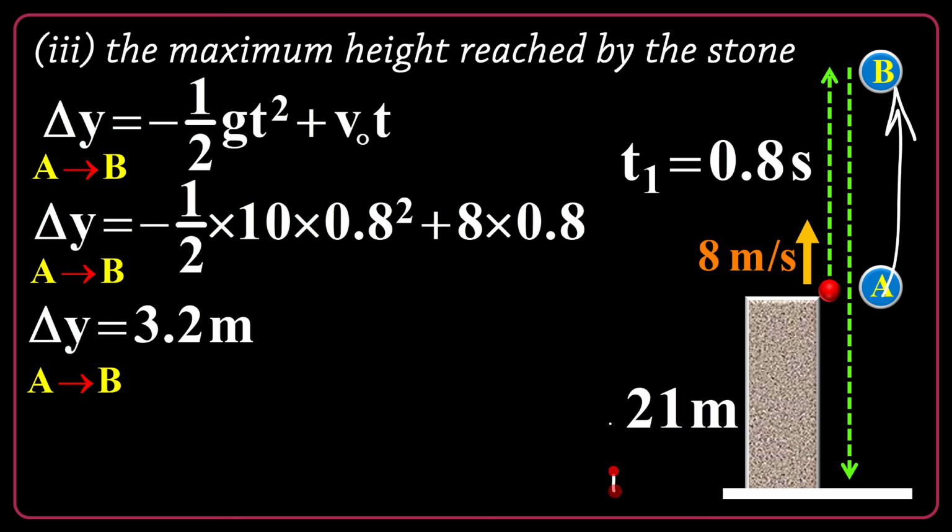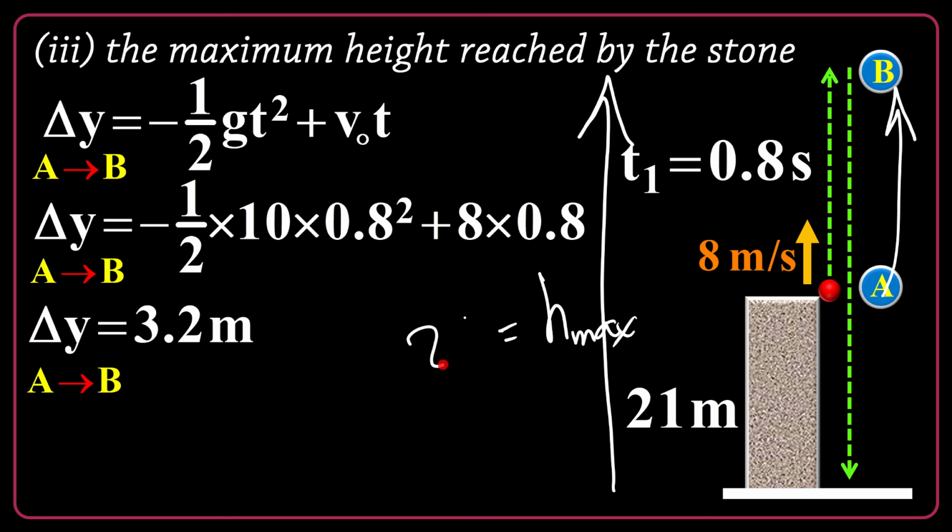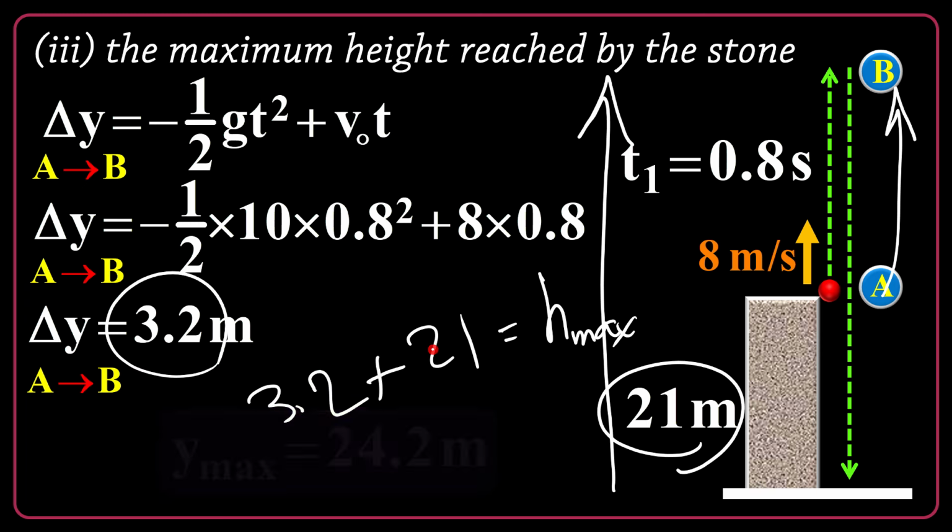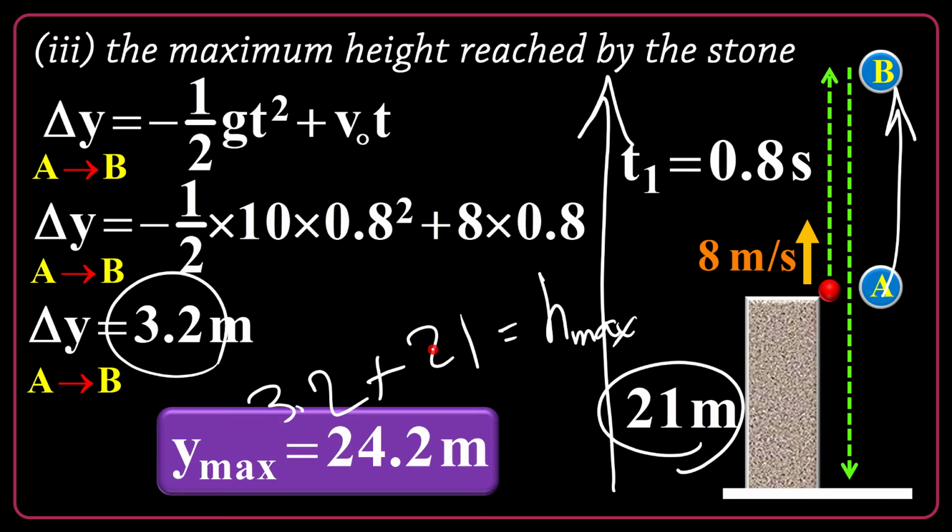And then I'm looking for the total maximum height. So H max will be 21 here plus 3.2. So finally I will get Y max to be 24.2 meters.